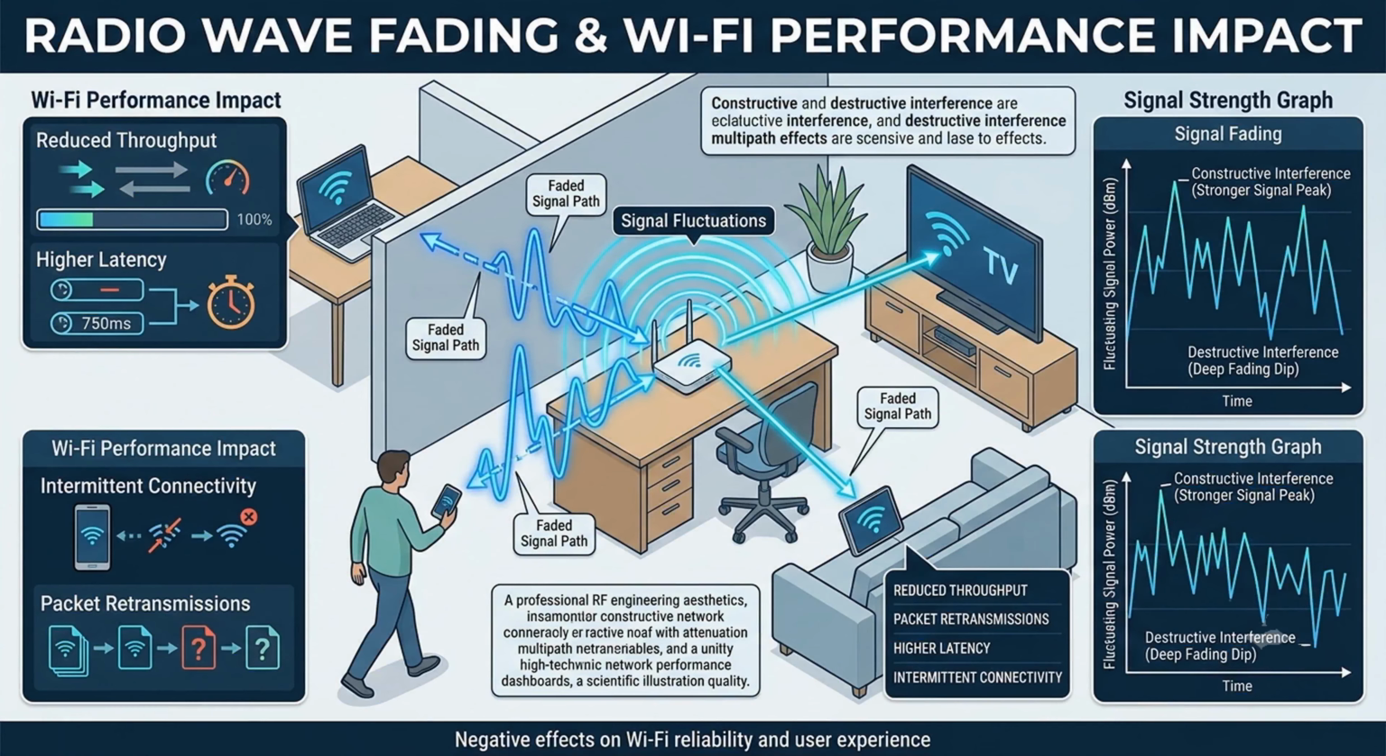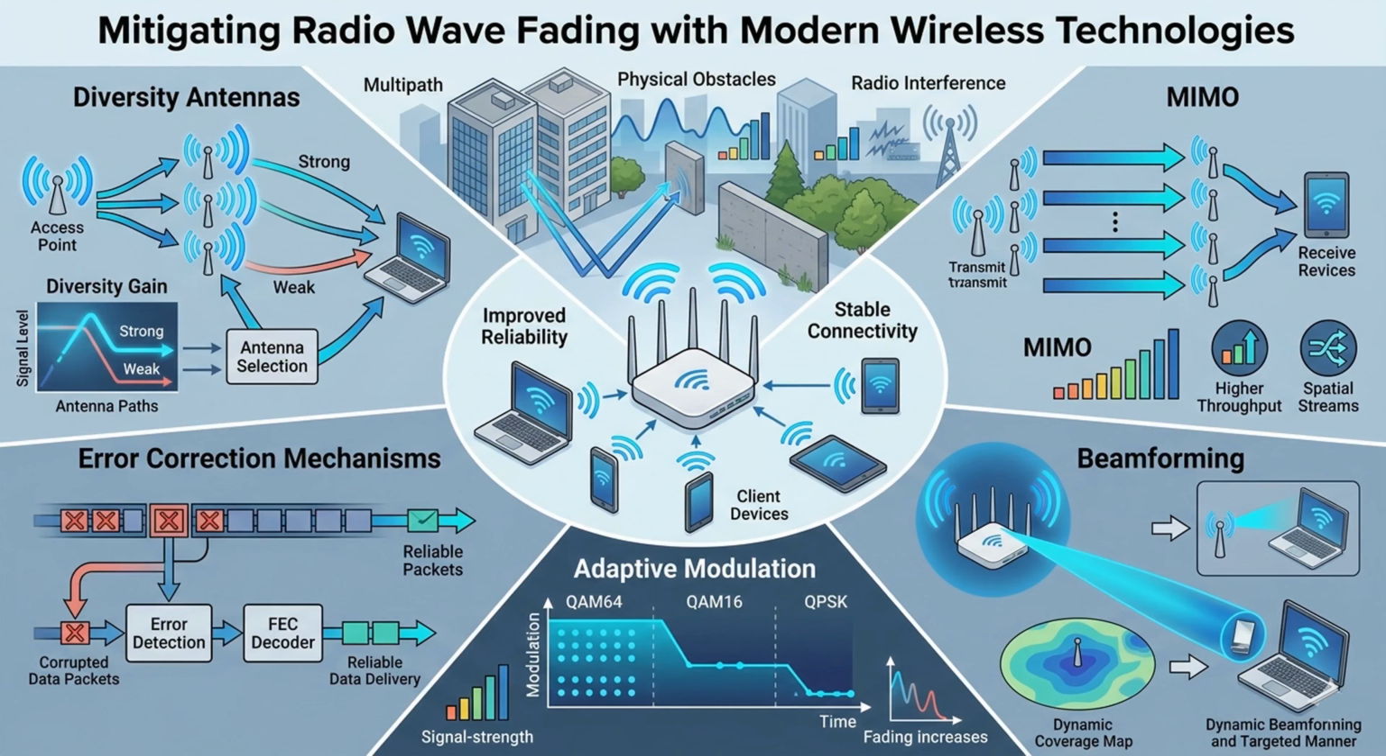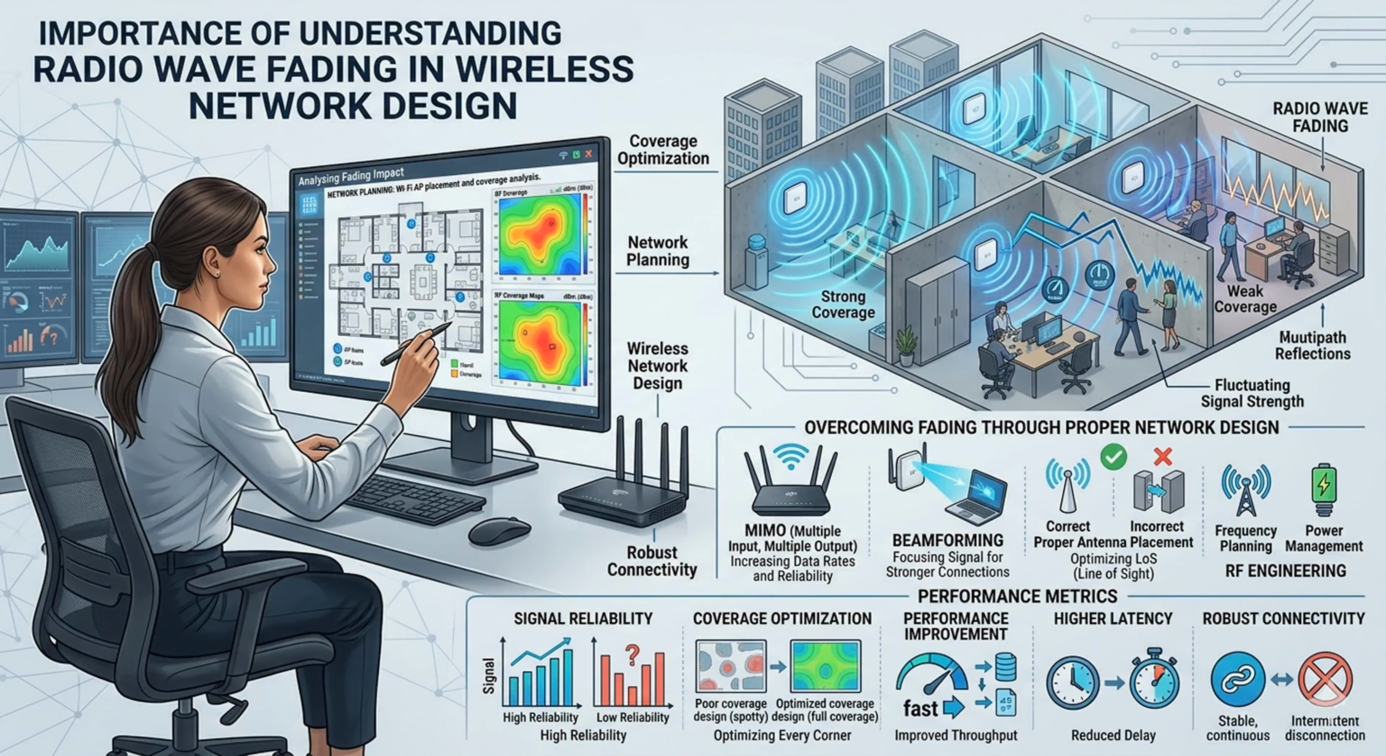In Wi-Fi networks, fading can result in reduced throughput, increased packet retransmissions, higher latency and intermittent connectivity issues. Modern wireless technologies help mitigate fading through techniques such as diversity antennas, MIMO, beamforming, adaptive modulation, and error correction mechanisms. Understanding fading is essential for designing robust wireless networks, as it directly impacts signal reliability, coverage, and overall communication performance.